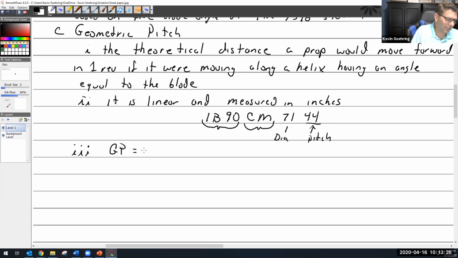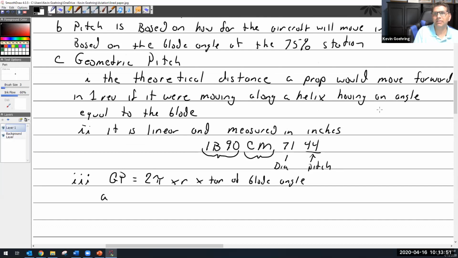Geometric pitch equals 2 times pi times the radius times the tangent of blade angle. And the example I pulled up here is we have a blade. So remember, you're always going to look at the 75% station. Where did I write that? 75, right over here, 75% station. So that is what's going to be stamped on the blade, the 75% station.